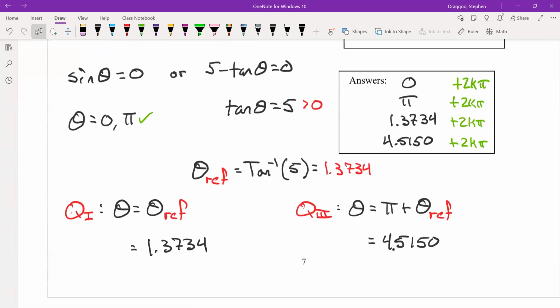Interestingly enough, not that you need to answer it this way, but these answers could all simplify to just k pi and 1.3734 plus k pi. Not a simplification that I'll be expecting, but you could do it if you wanted to.